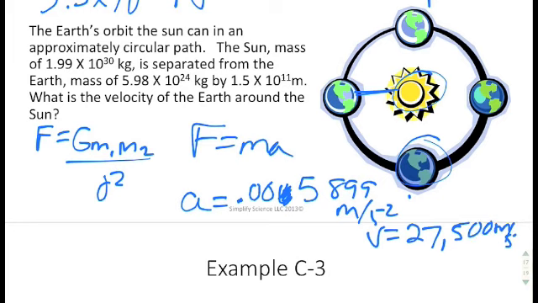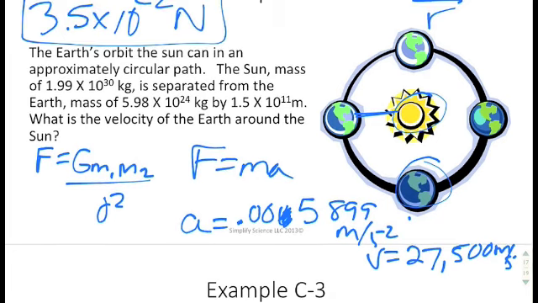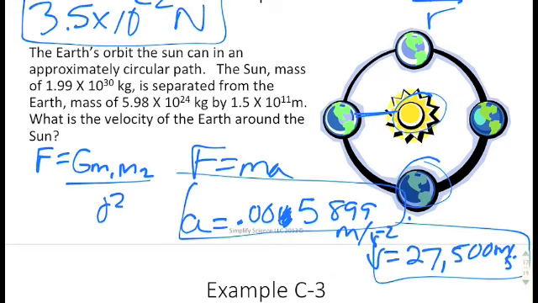It's going to depend on how you round. It could be up to 28,000. It could be down to 27,000. So realize that you should be able to do this and get these three numbers with your final answer being about 27,500 meters per second.